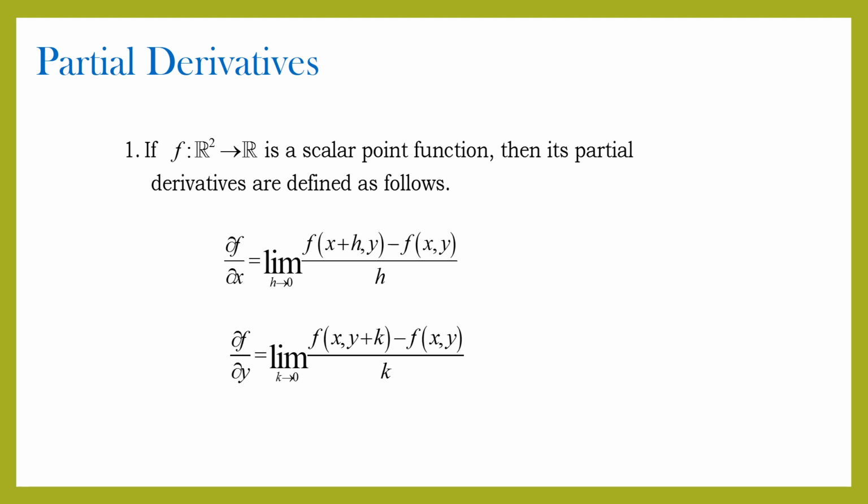We know very well that while finding dou f by dou x, we allow x to vary and we treat y as a constant. Similarly, while finding the next partial derivative dou f by dou y, we treat x as a constant and allow y to vary. These two partial derivatives are derivatives in the direction of x-axis and in the direction of y-axis respectively.